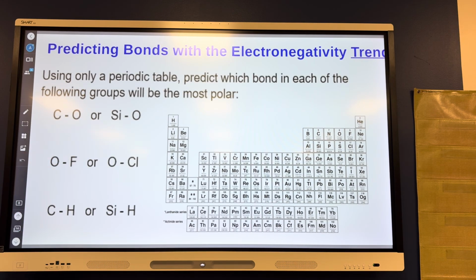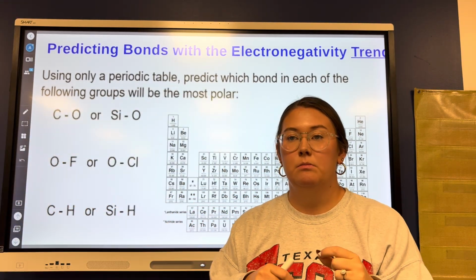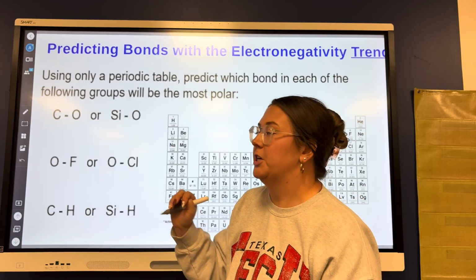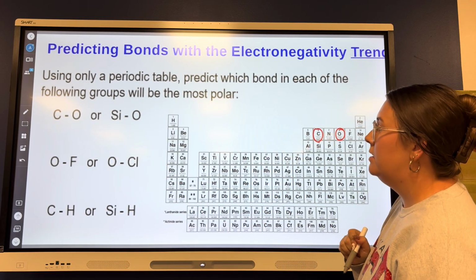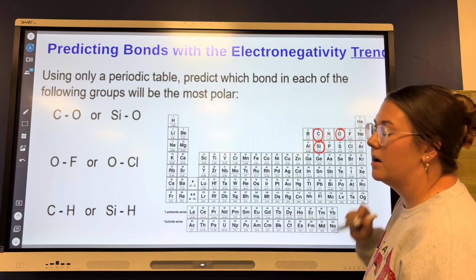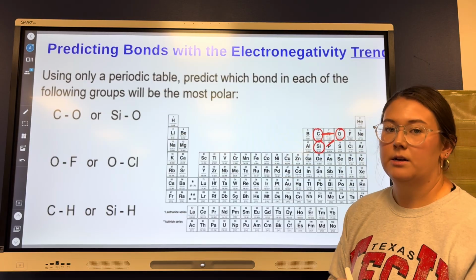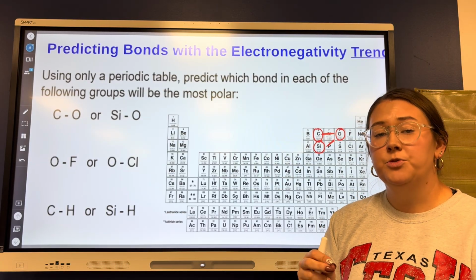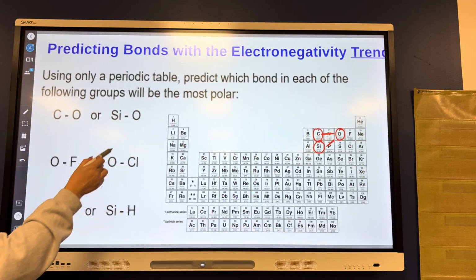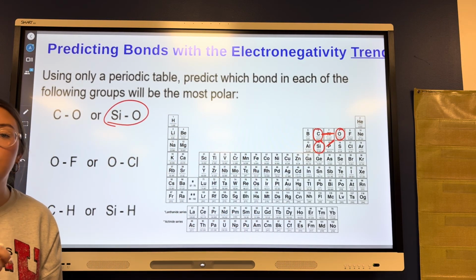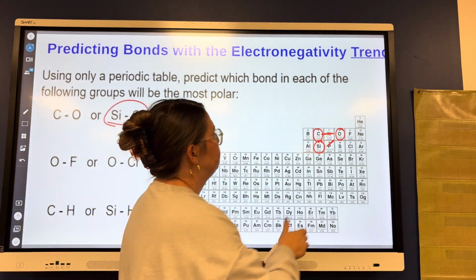Now we're going to look at another type of bond. We're going to see which one would be more polar of the two options. The first one is carbon and oxygen, or silicon and oxygen. Really you're looking for which one is further away. So the most polar between these two would be silicon. Silicon's slightly farther from oxygen than carbon is.